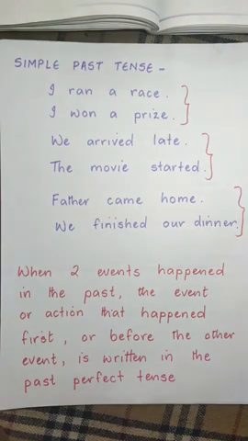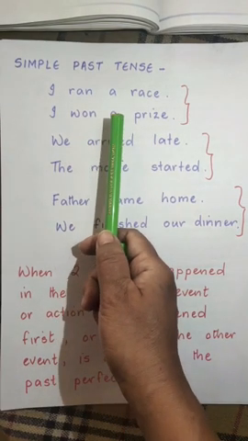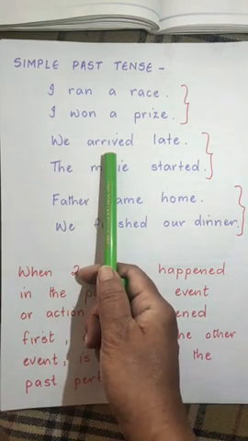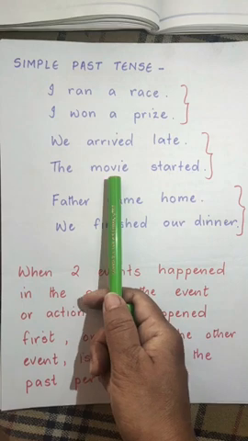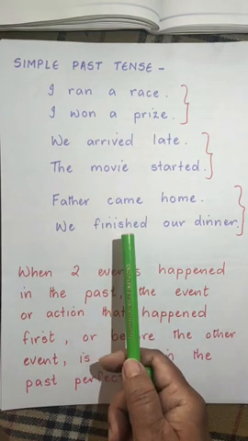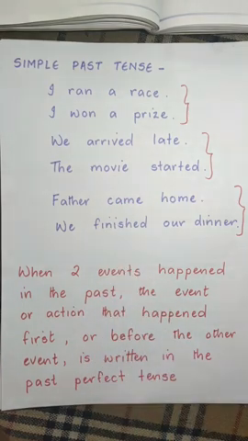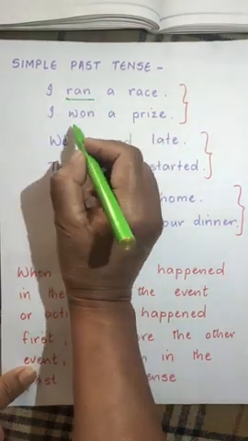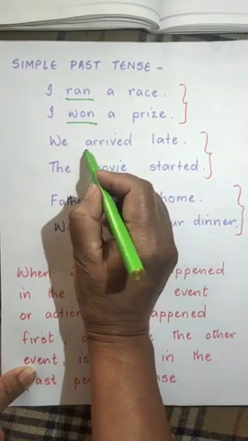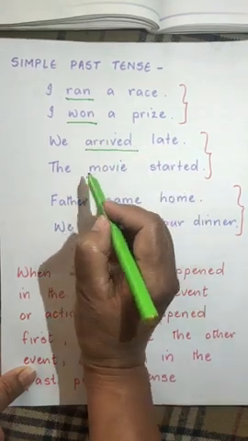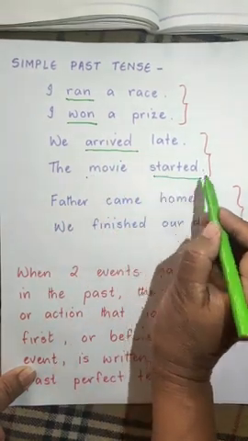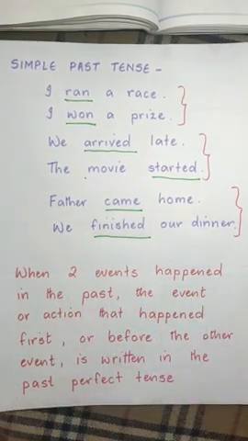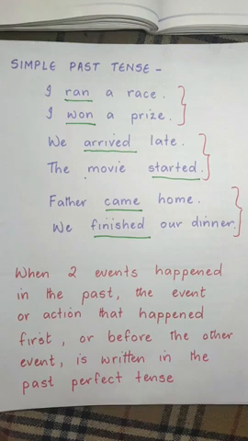All these sentences are written in the simple past tense, okay? I ran a race. I won a prize. We arrived late. The movie started. Father came home. We finished our dinner. I hope you remember this, the simple past tense. This is the particular part that makes it or forms it into the simple past, okay? Just like this. Very simple. So, simple past tense. Okay?